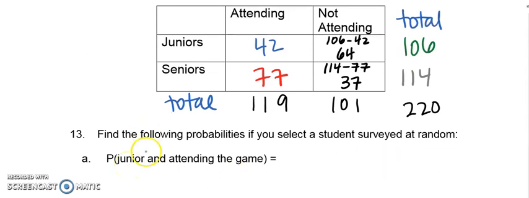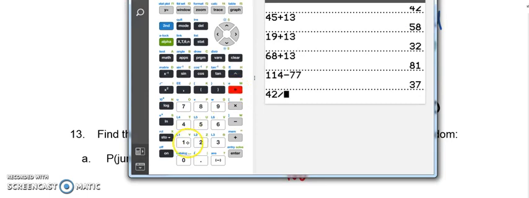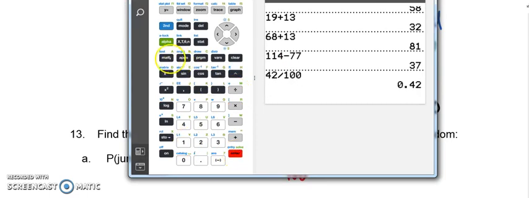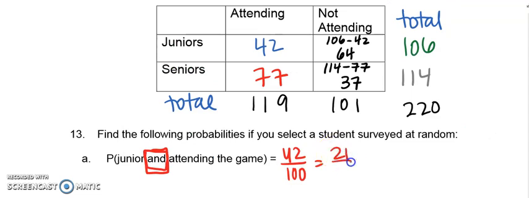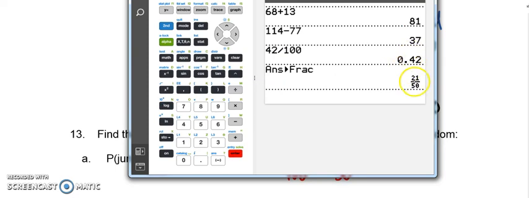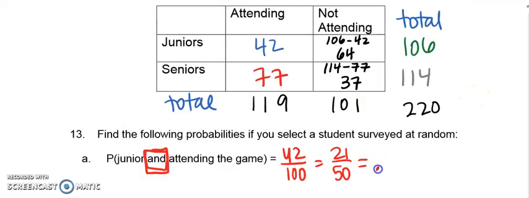What's the probability of being a junior and attending the game? So junior and attending has to be both. So 42 out of 100. Now it doesn't say what we have to round to, so I'm just going to show you all of them. First thing, if we had to give a reduced fraction, I would have 21 over 50. If I had to do a decimal, it'd be 0.42. Oh, I did that wrong.